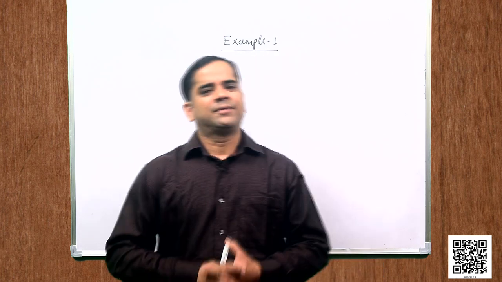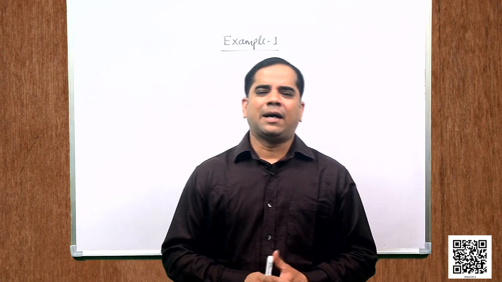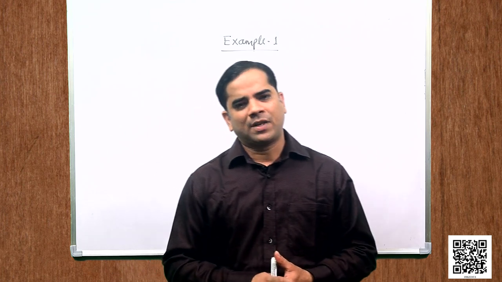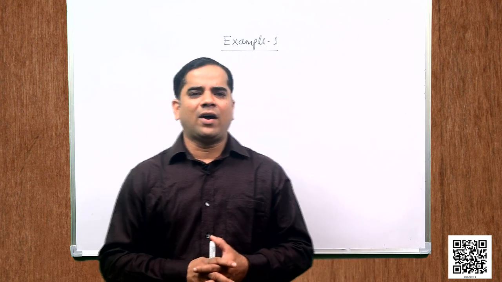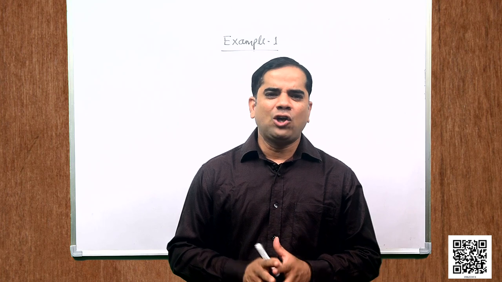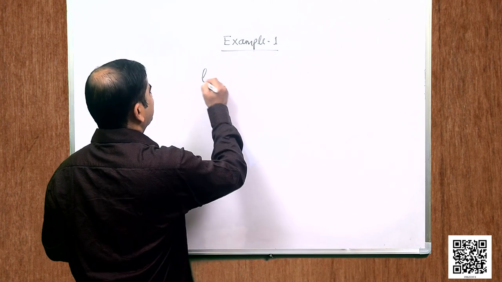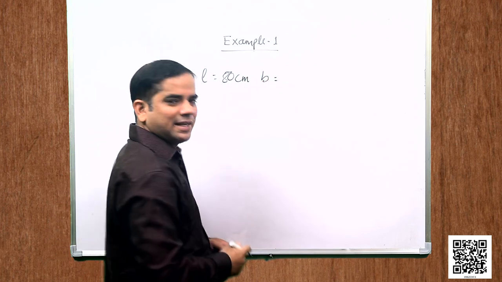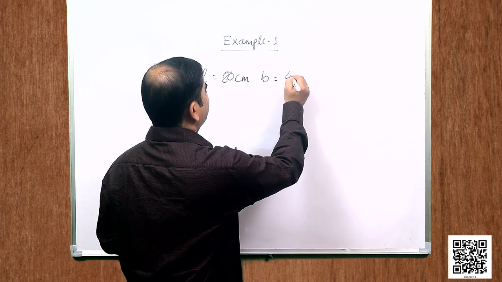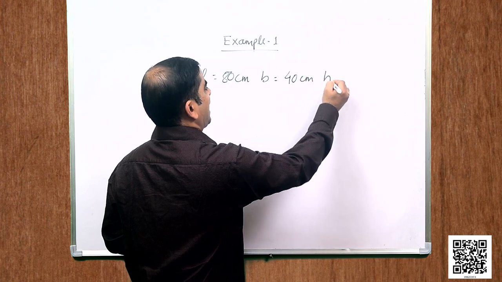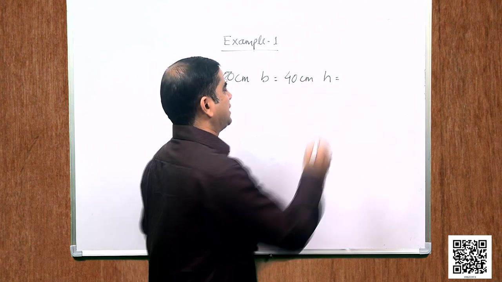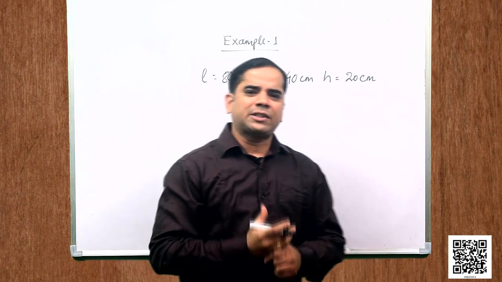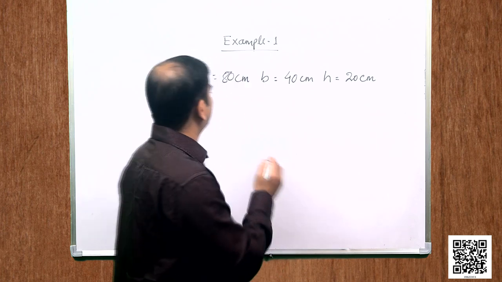Okay, students, since Mary wants to cover the box from the outer side, let us focus on the given data. That is, your length is 80 cm, breadth that is 40 cm and height it is given as 20 cm. So, let us find out the surface area of the box.